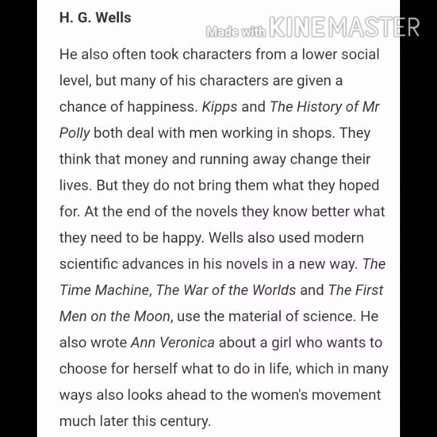Wells also used modern scientific advances in his novels in a new way. The Time Machine, The War of the Worlds, and The First Men in the Moon use the material of science. He also wrote Ann Veronica about a girl who wants to choose for herself what to do in life, which in many ways also looks ahead to the women's movement much later this century.